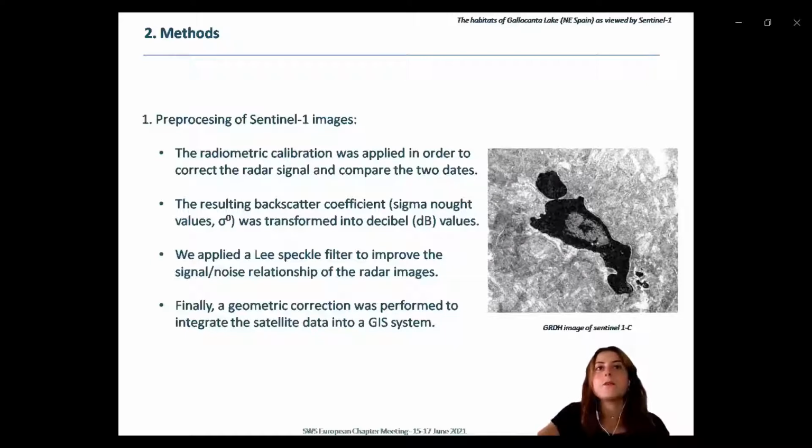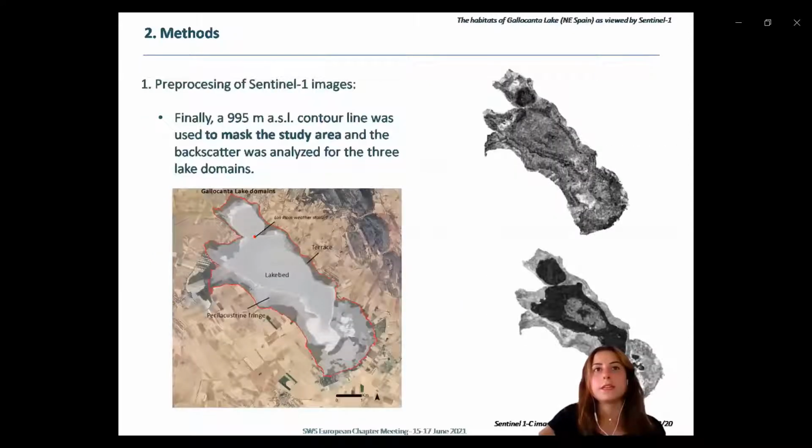Okay, in the processing of Sentinel-1 images, radiometric calibration was applied in order to correct the radar signal and compare the two. The resulting scatter coefficient was transformed into decibel values. We applied a Lee speckle filter to improve the signal-to-noise ratio of the radar image. Finally, a geometric correction was performed to integrate the satellite data into the system.